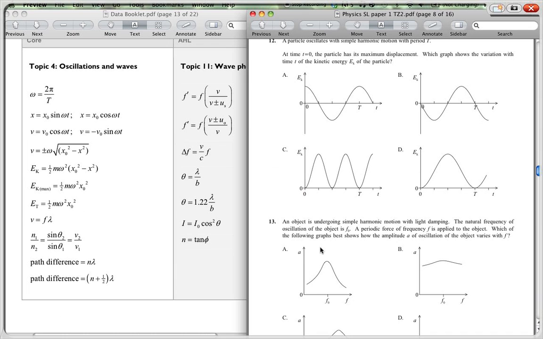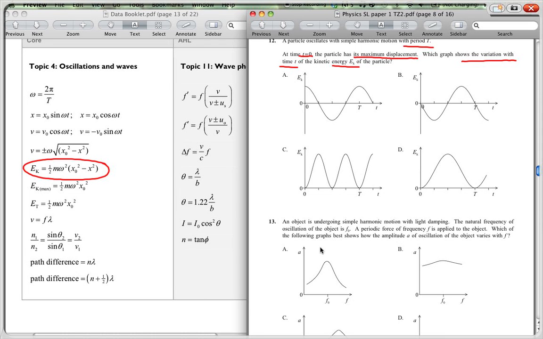A particle oscillates with simple harmonic motion with period T. At time t equal to 0, the particle has its maximum displacement. Which graph shows the variation with time of the kinetic energy Ek of the particle? Now, we have here that our kinetic energy is given by this formula over here.